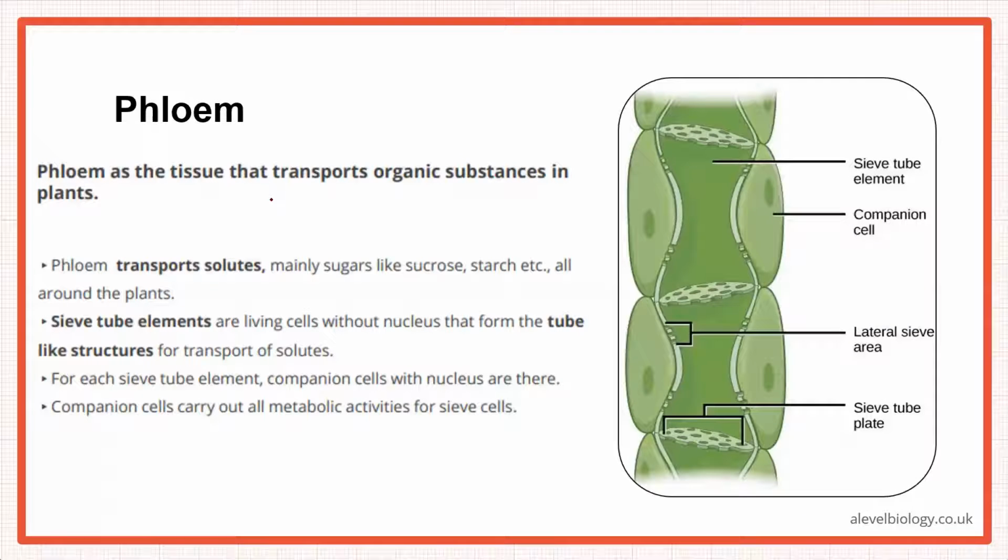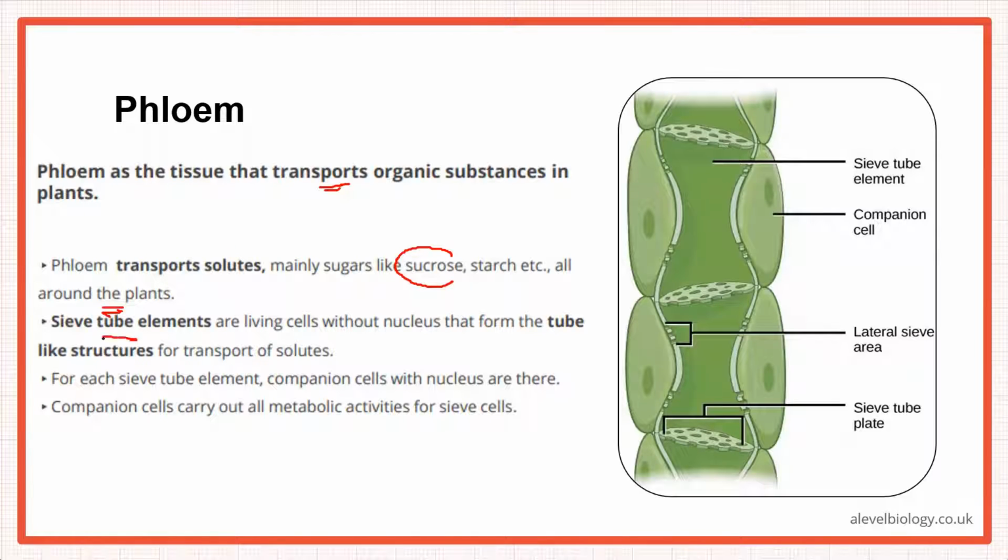All right then, we are talking about phloem. Phloem generally transports organic substances in the plants. As we have already discussed, it mainly transports sucrose along with amino acids. So please make sure: sucrose plus amino acid, it transports both of these around the plant.